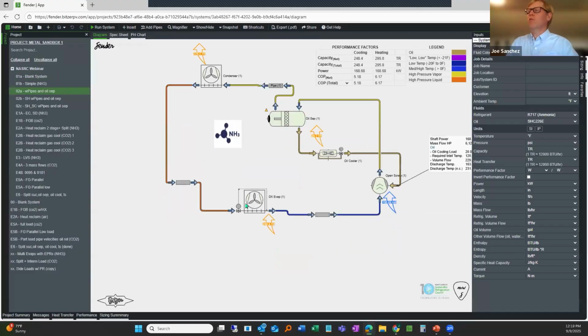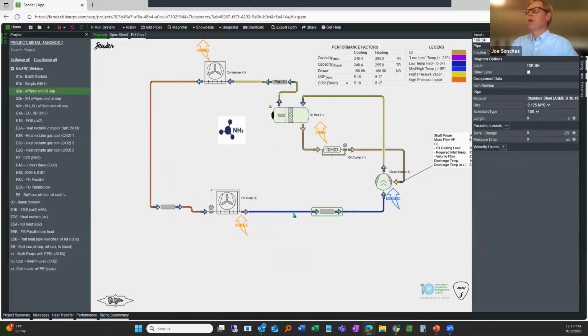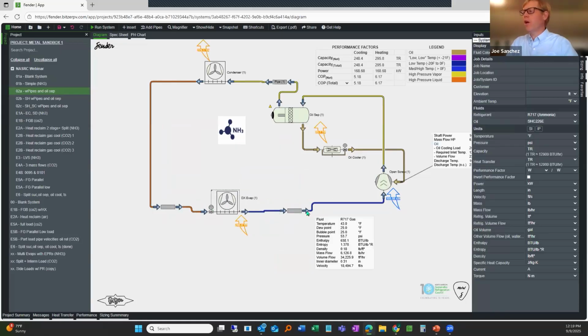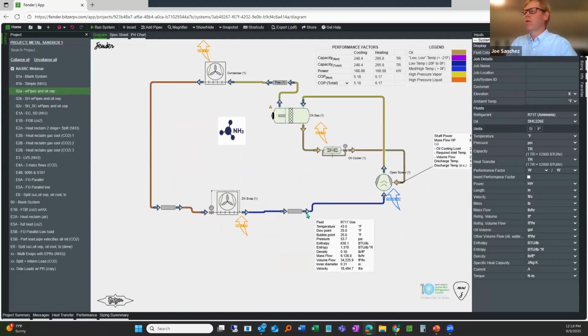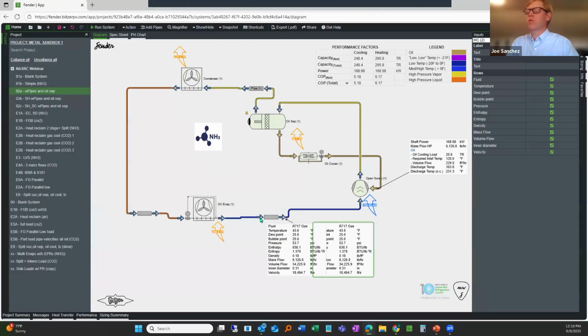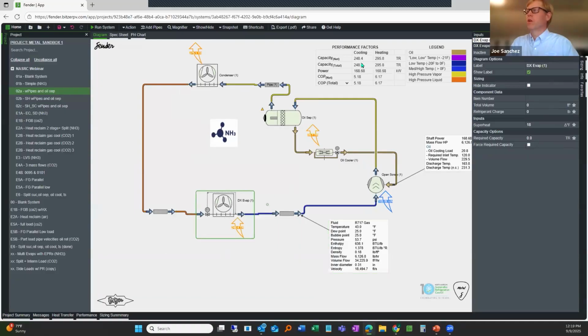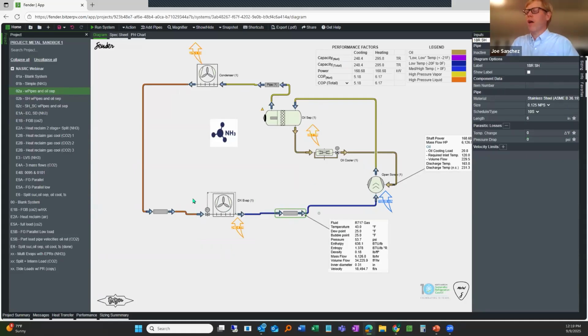So in this system, I'm just going to focus around the evaporator. And you can see we have about 6,200 pounds per hour going through this compressor and through this evaporator. And we have no superheat and no subcooling right before or after it. So the net capacity is equal to the total capacities. So let's add superheat to the pipe after the evaporator and see what happens.